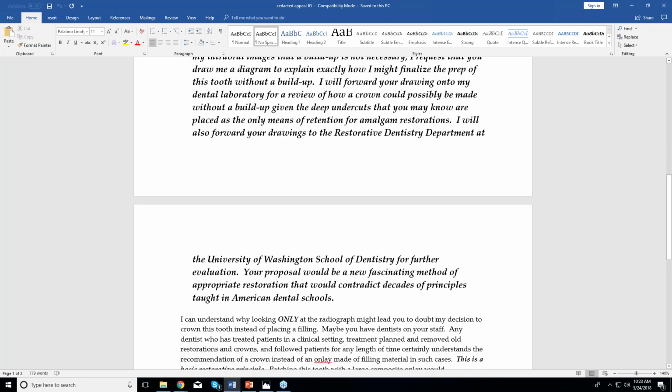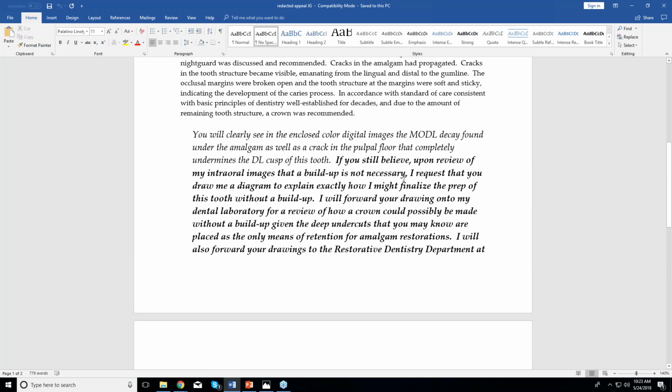So I want to read the middle section here. And of course, if you want copies of this to use in an effort to help with your own appeals, send an email to me. I'll send this over to Stacy and Teresa today.